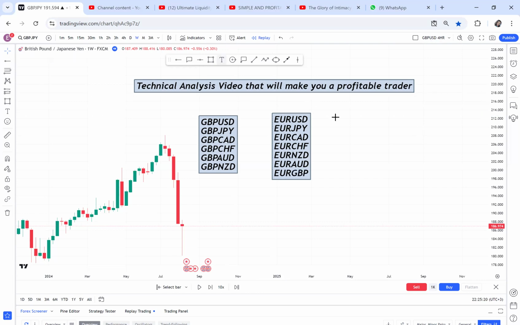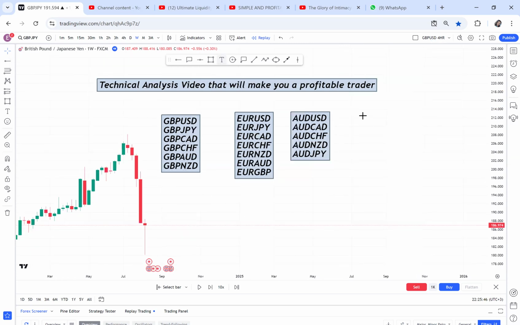Then we go to AUD pairs: AUD USD, AUD CAD, AUD CHF, AUD NZD, AUD JPY. Okay, we have that. Then we go to USD. So you are adding this, and then I'll show you what you do. USD JPY. Then you add USD CAD. Then you add USD CHF.